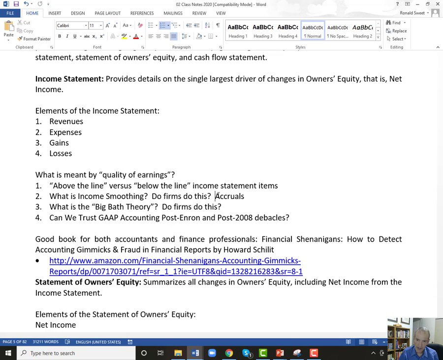The contrary to income smoothing is the big bad theory. The big bad theory says, hey, we're having a horrible year. Let's take everything we can think of and move it to this year, especially if you have a new CEO. The new CEO, she comes in and says, you know what, we're having such a bad year. If you can load up our expenses this year so that next year looks great, then I'll look like a hero. I've turned the company around.